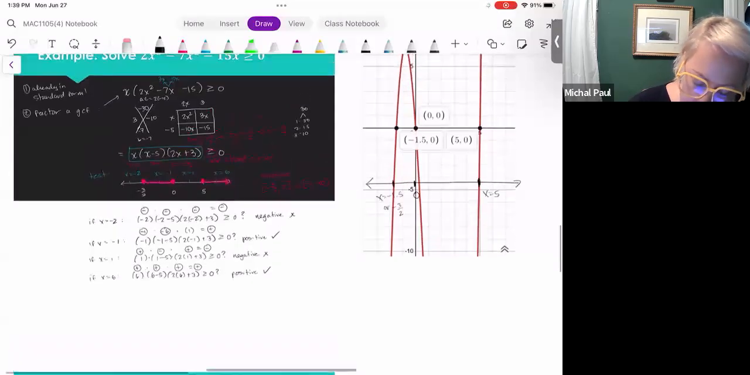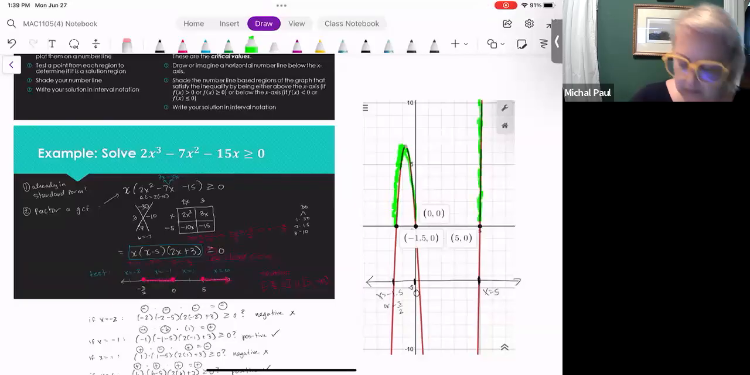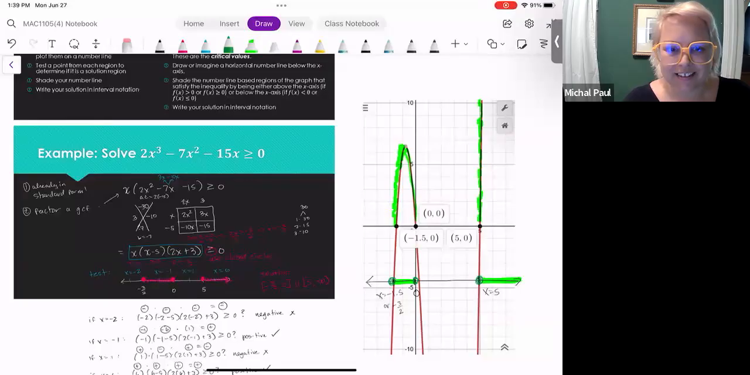I'm just going to shade here the places where my function is above the x-axis. And you can see that it's from here on and in between here. And those are the same regions that we came up with before. So you can always just graph it and see if it's true.